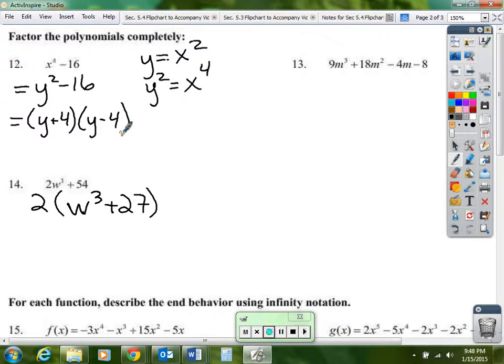We now substitute back in for y. We notice that y is equal to x squared. And we have x squared plus 4 and x squared minus 4. We must always take a look and see if the sets of parentheses that we have can be factored further, as our instructions are to factor completely. So, we notice that x squared plus 4 cannot be factored. It is a sum of squares. Sum of squares cannot be factored further. However, x squared minus 4 is a difference of squares, and it can be factored further as follows.